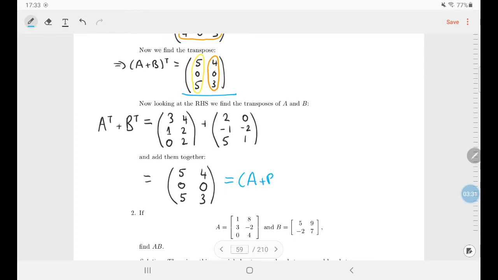So we have done what we were asked to do. Mighty. And those things will always be equal. A plus B all transpose will always be equal to the transpose of A plus transpose of B. Right.